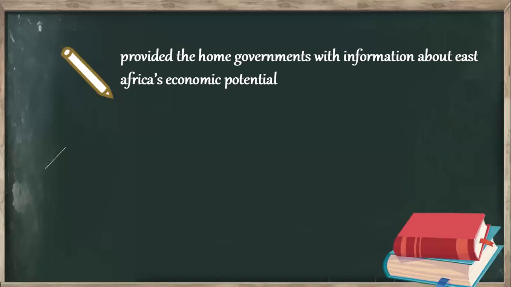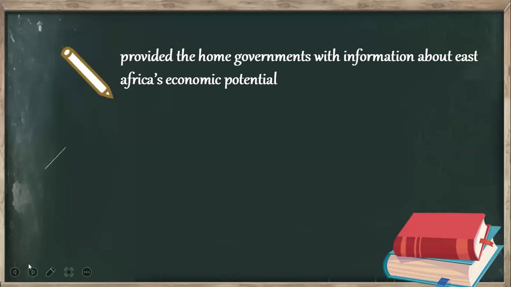The chartered companies provided their home governments with information about Africa's economic potential. These different companies told their home government what East Africa was capable of, the different cash crops that could be grown in East Africa, the different things that they could get from East Africa. For example, the cash crops they could grow to get the money and therefore be able to get the funds. They gave those different reports about the activities that are carried out here in East Africa.